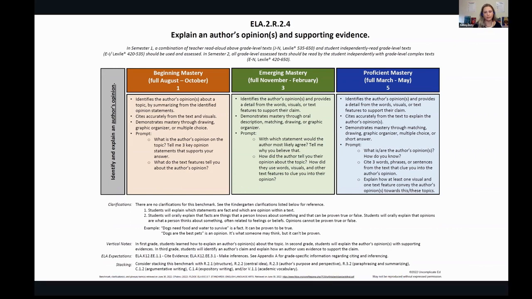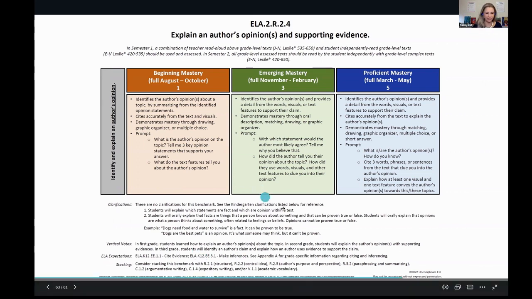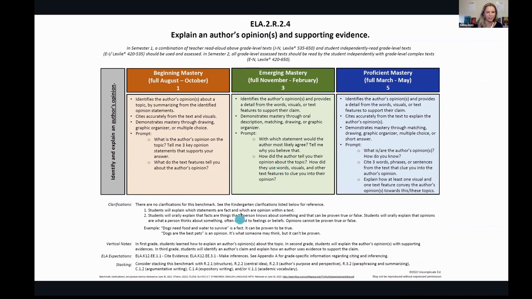And then, of course, I'm going to have to make an inference of the author's opinion, because I seriously doubt the author just came out and said, my opinion about bees is. So you'll see, this is a pretty cute text if you haven't read it. It kind of does make it pretty obvious. That's appropriate for our second graders.